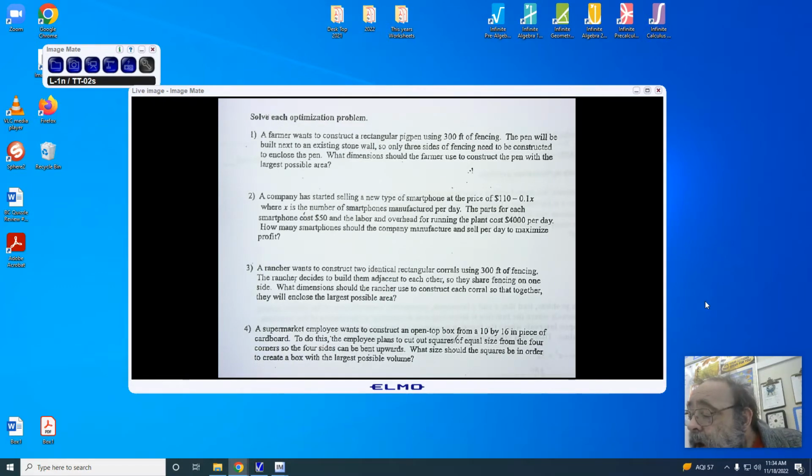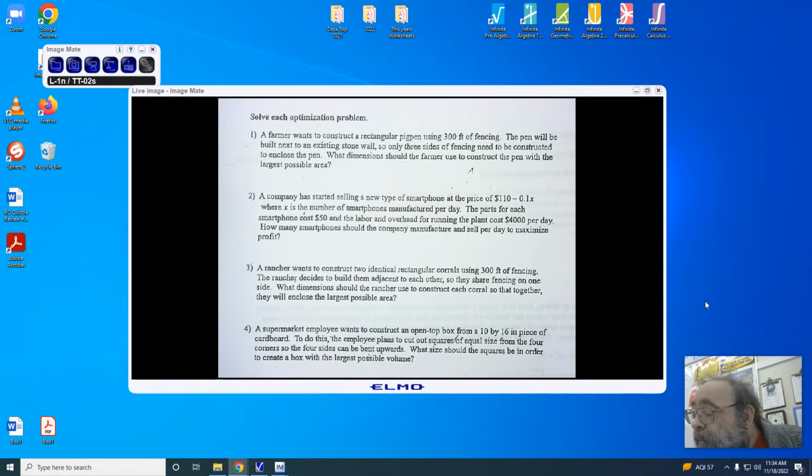Number 3, a rancher wants to construct 2 identical rectangular corrals using 300 feet of fencing. The rancher decides to build them adjacent to each other so that they share the fencing on one side. What dimensions should the rancher use to construct each corral so that together they will enclose the largest possible area?